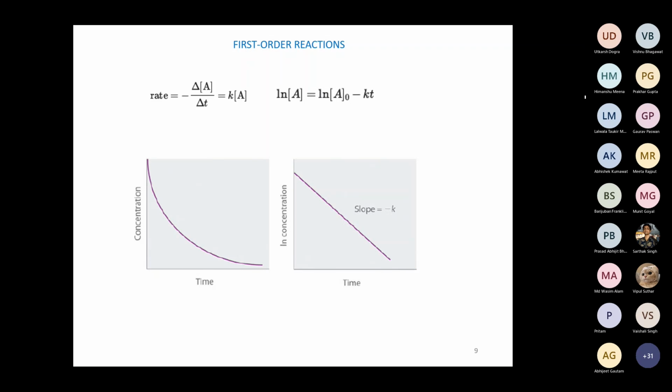Okay, the second one is the first order reaction. As you know, the rate is equal to minus the change in concentration of starting material divided by the change in time, which equals k times the first order with respect to the concentration of A. A is the starting material. I hope you have done all the equations, right? At the end, after the derivations, you will get ln [A] equal to ln [A]0 minus kt.